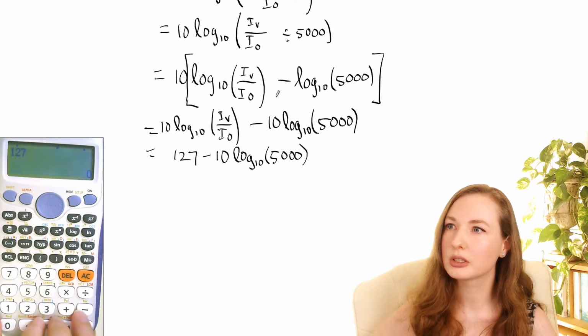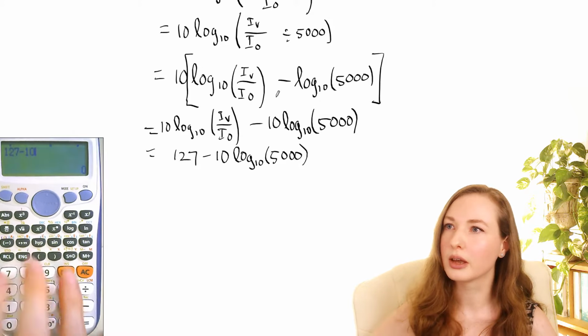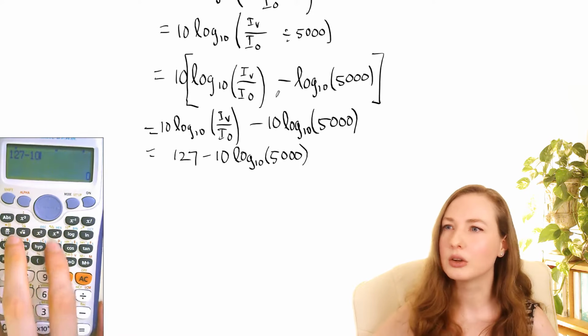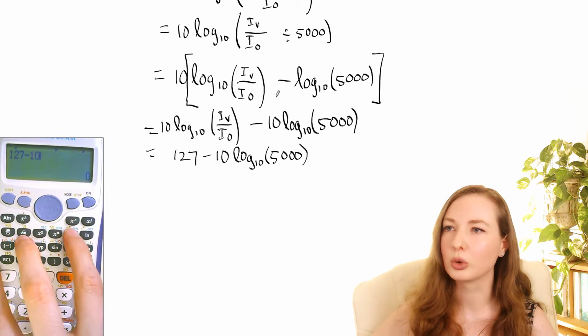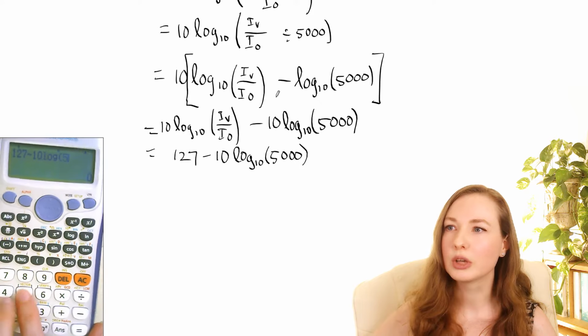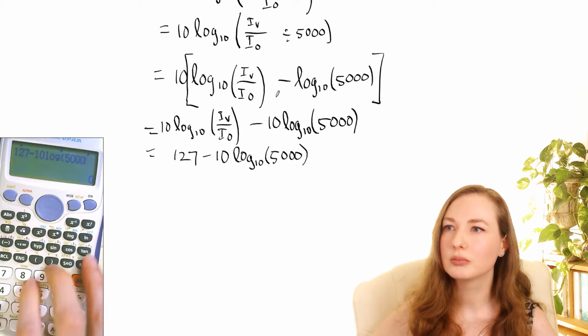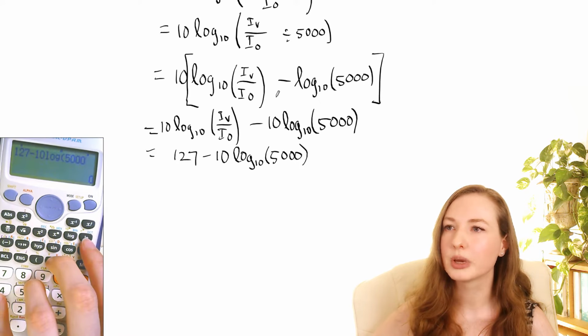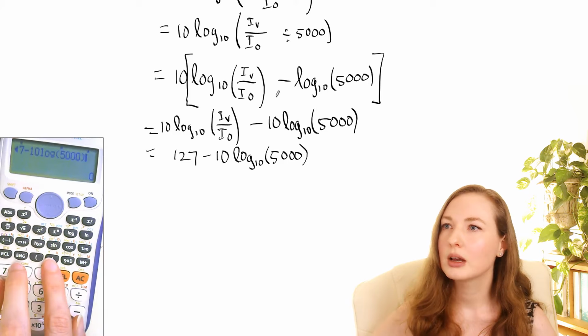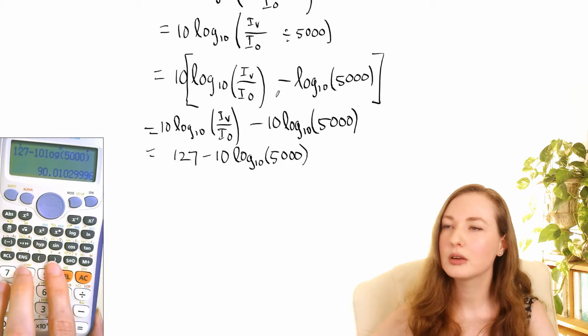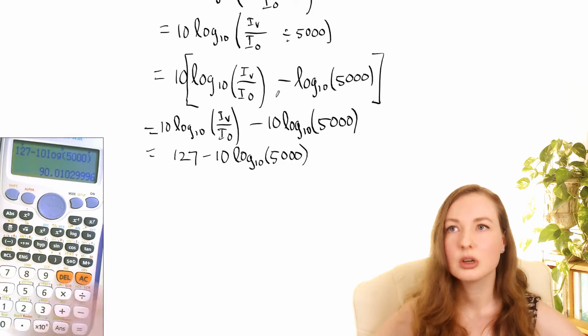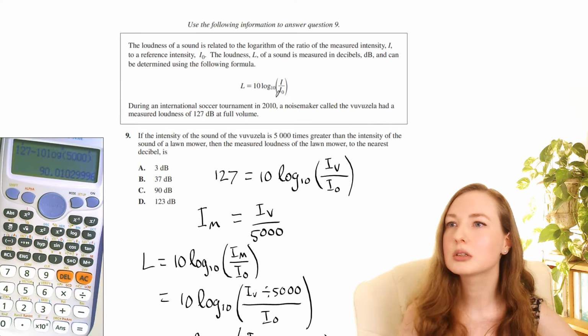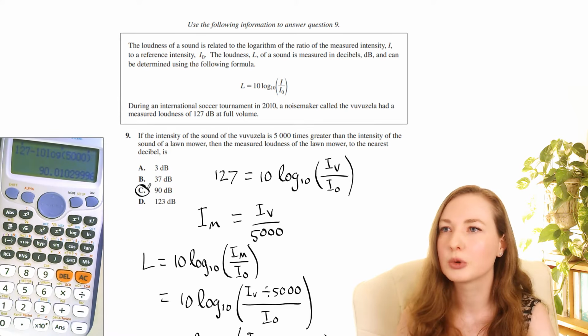So 127 minus 10. Now, log 10 on most calculators is just called log. So we want to do that one. You don't want to use the ln. That's base e rather than base 10. And that gives 90 decibels. So C was the answer to that one.